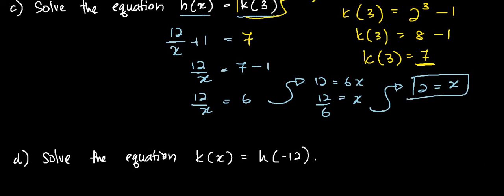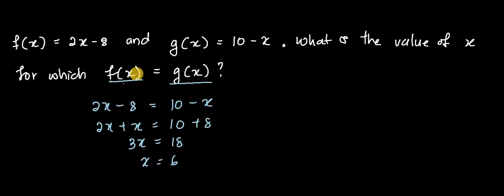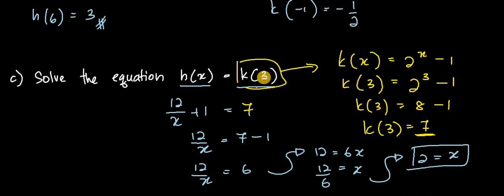Now again, there is something different with this question and the question before. In that question, they said this equation equals an equation, which is why I put equation equals equation. But for this question, they tell me this equation equals k(3). Now k(3) is not really an equation, it is really a number. So before you put in the equation of 2 to the power x minus 1, you try to find the value of k(3). That's what I did. Once I found the value of k(3), which is 7, I do 12 over x plus 1 equals 7. As simple as that.